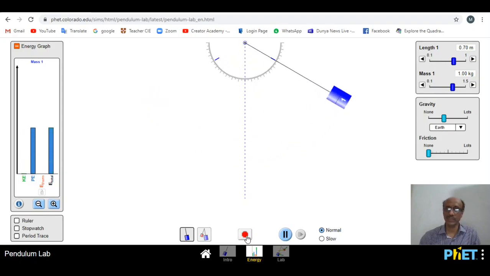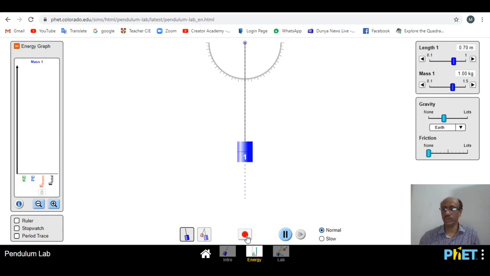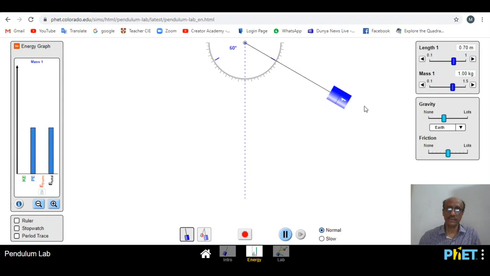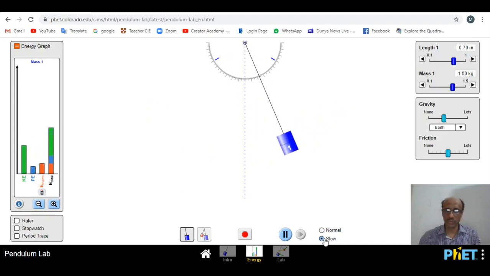Okay, the next one is related to energy. I hope you got the answer. Now we will move this slider bar towards this. Now we have introduced friction, or air resistance. Okay, let's start. 60 was the initial position. Now you can see that there is heat energy as well. Let's slow down the movement.